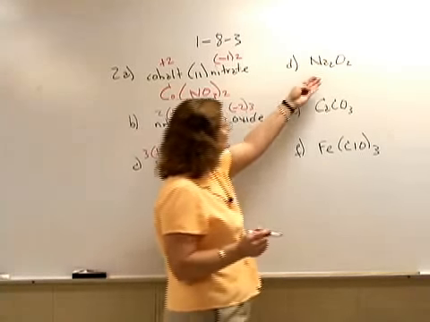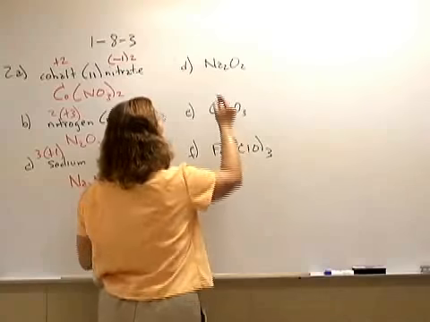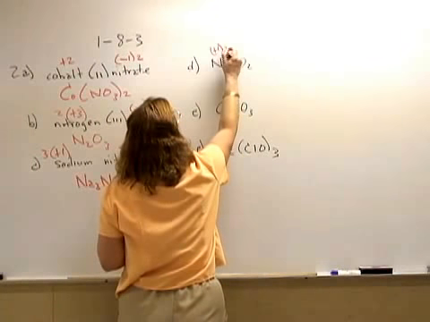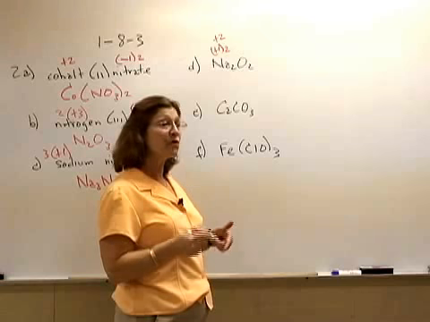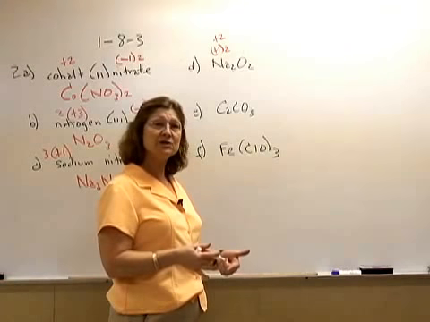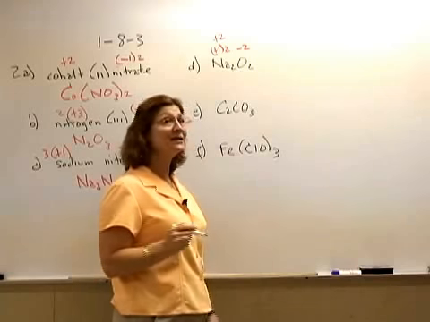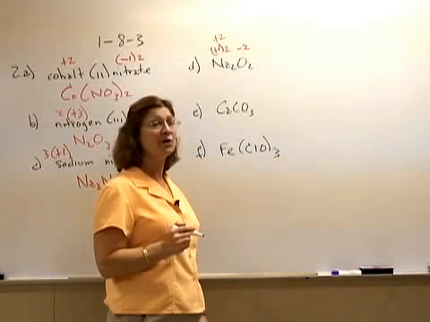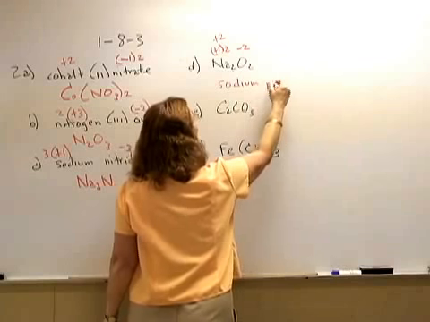In this case, sodium is always, always, always +1. And I have 2 of them, so that gives me a +2 on the sodium. Therefore, oxygen together, both oxygens must have an overall charge of -2. So that's telling me that it is a polyatomic ion, peroxide. This is sodium peroxide.